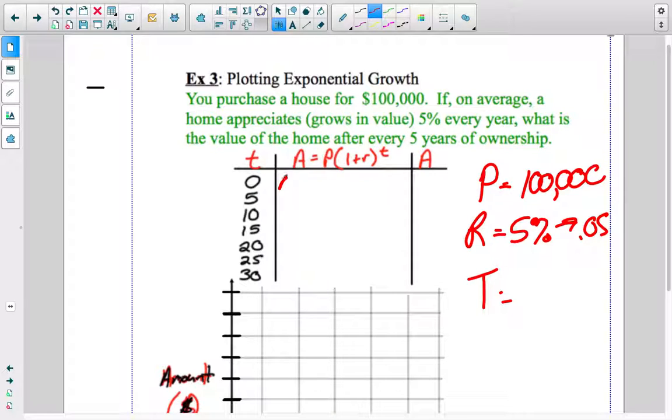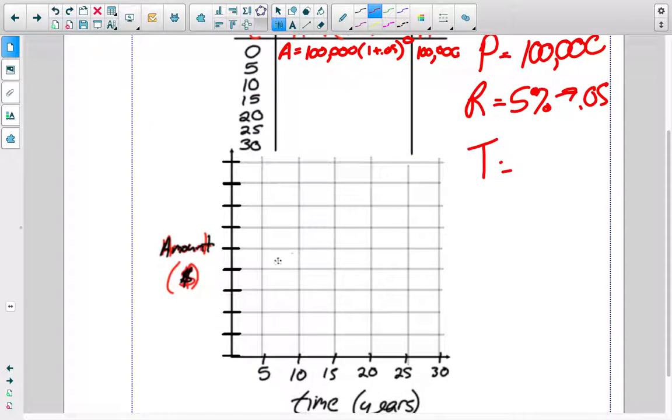So to fill out this table, our first amount is going to be 100,000 times 1 plus 0.05. Our T, our independent variable, is 0 there. When you punch this into your calculator, I don't know if you're going to be surprised or not, but anything to the 0 power is 1. You're not surprised by that, are you? And so this all becomes 1. 1 times 100,000 is 100,000, which makes sense. If you've owned this thing for 0 years, you just bought it, it's only going to be worth 100,000. So we can put that in right there.